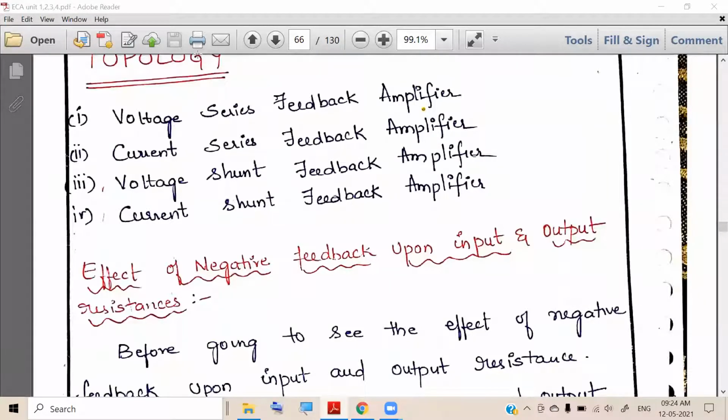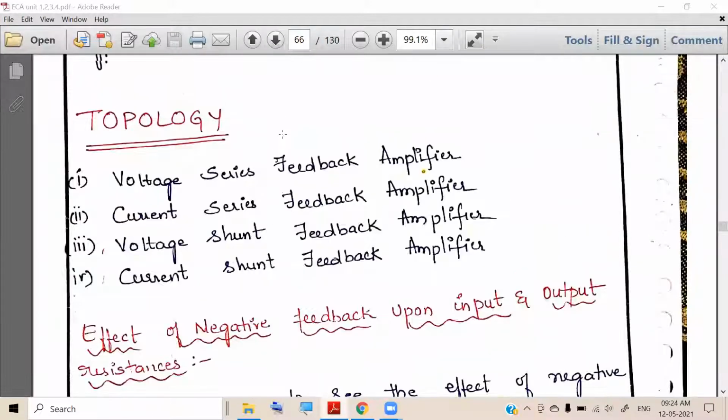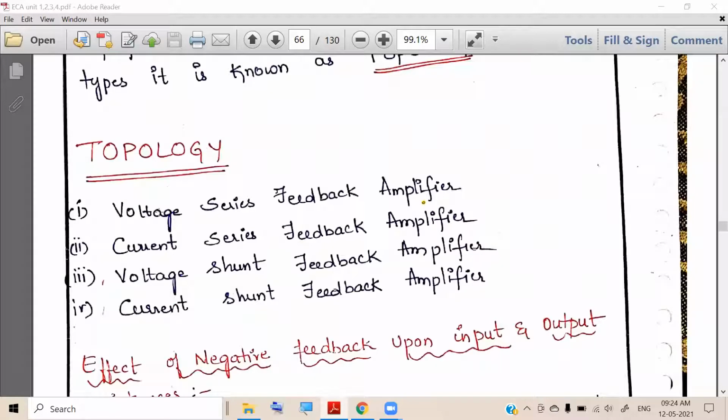Okay. So in the previous class, we were discussing the four types of feedback amplifiers: voltage series feedback, current series, voltage shunt, and current shunt. So the terms that we have here are voltage and current. In the first place, it is either voltage or current. Then in the second place, it is either series or shunt.